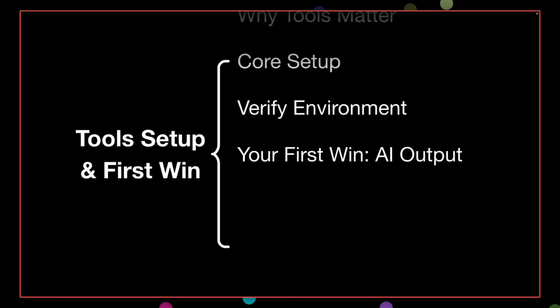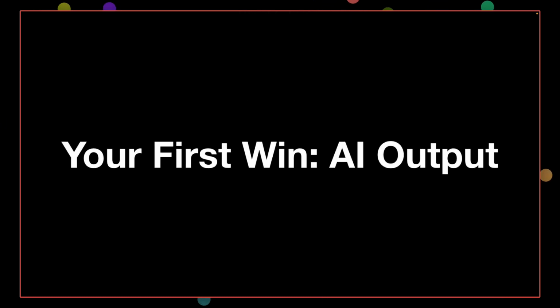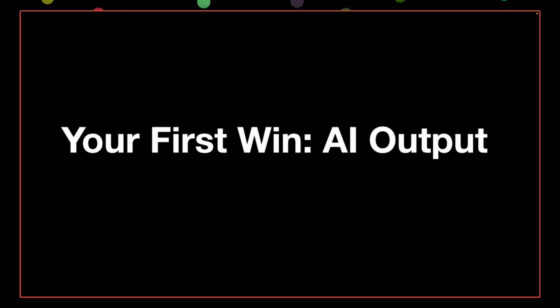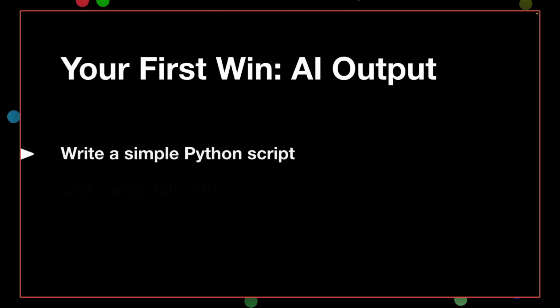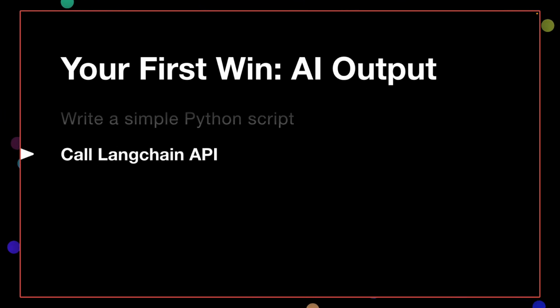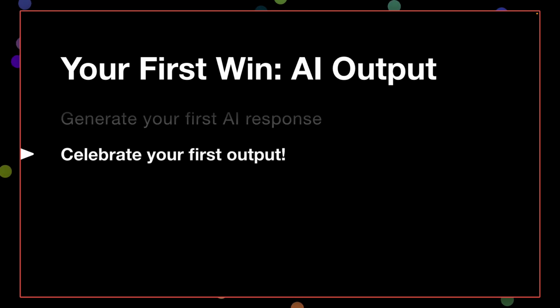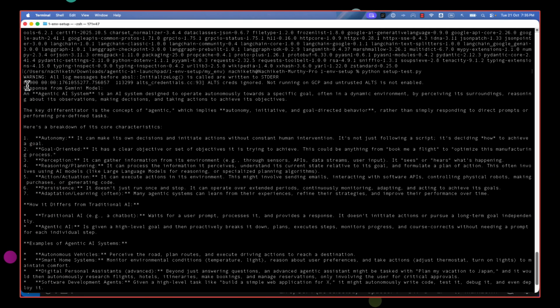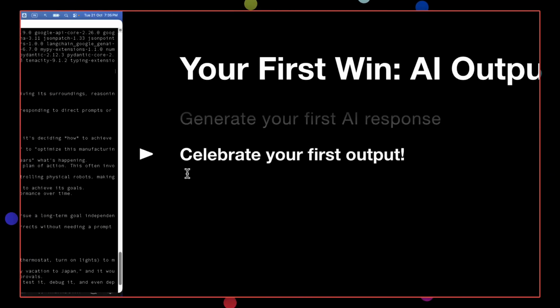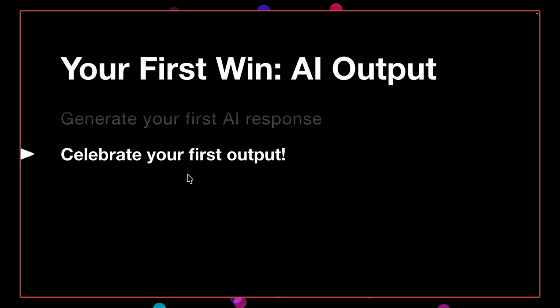And with that, we were able to see our first win, which is basically the response from the AI. So what happened in that particular Python script is there was a simple Python script that was already created, and this was making use of the LangChain API, and it was generating the first AI response. And that is what has actually happened when we generated this response. So this is the output that you're seeing. This is the response from the AI model. So we were able to generate the first AI response.